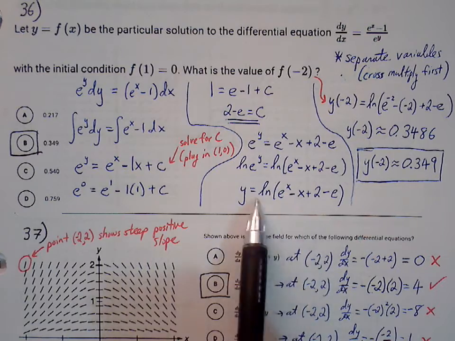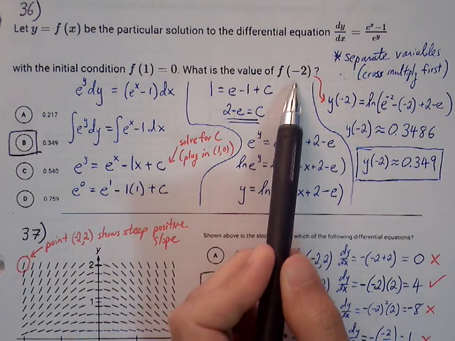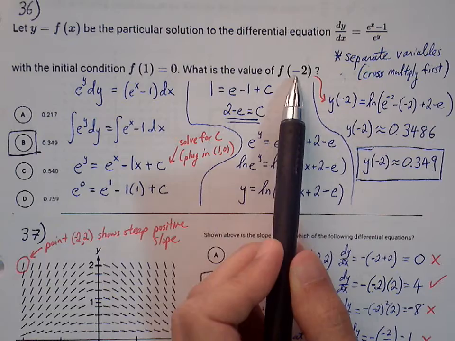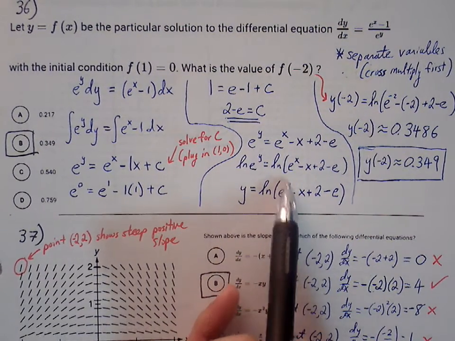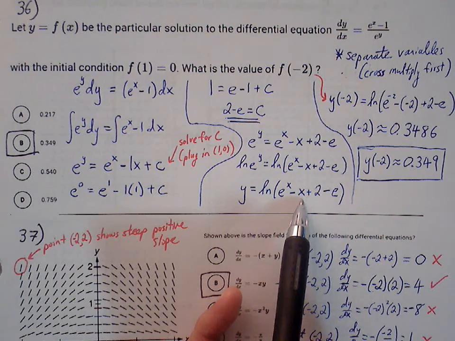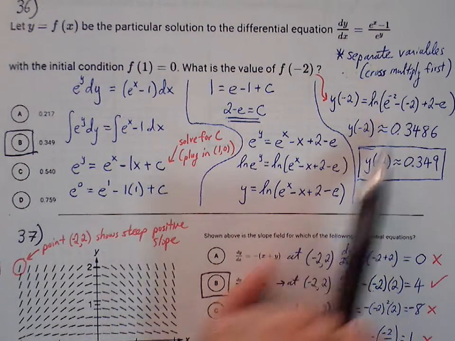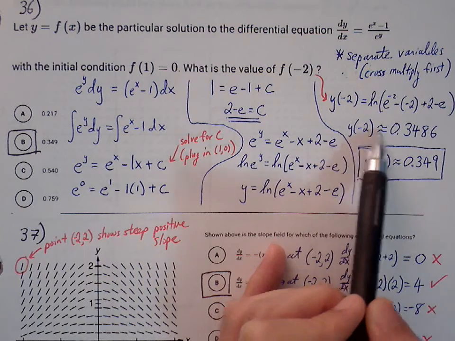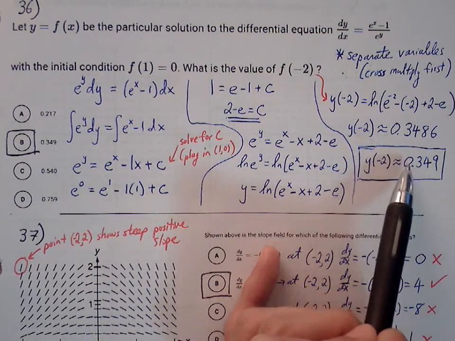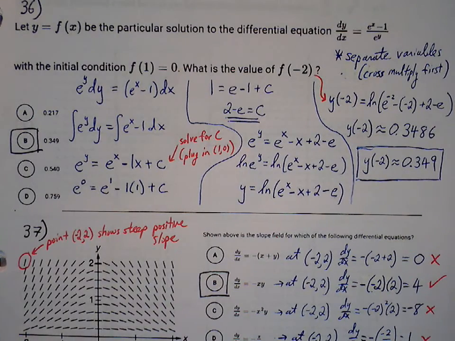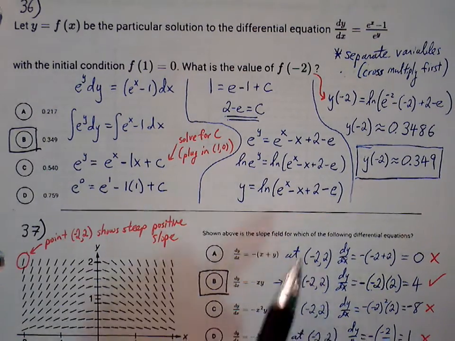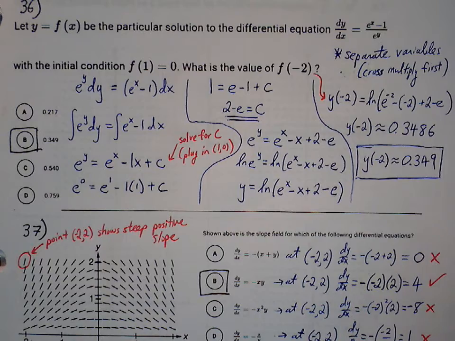So now we can use this to evaluate y of negative 2. So negative 2 will plug in for all the x's. So we get natural log of e^(negative 2) minus negative 2, sorry, plus 2 minus e. Enter all this in our calculator. y of negative 2 reduces to 0.3486, and that matches answer choice B, or rather rounds to 0.349.